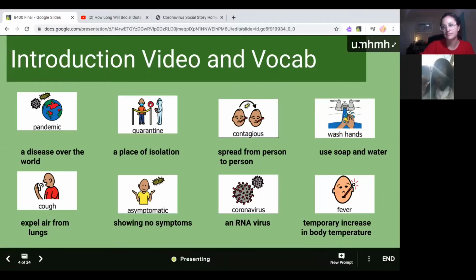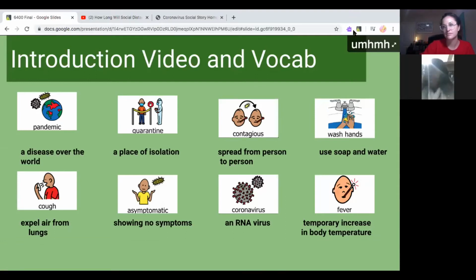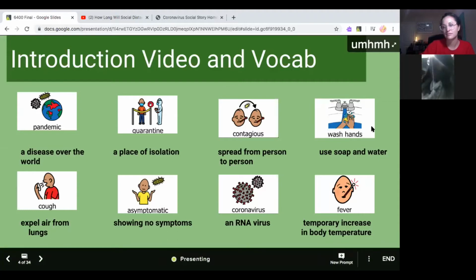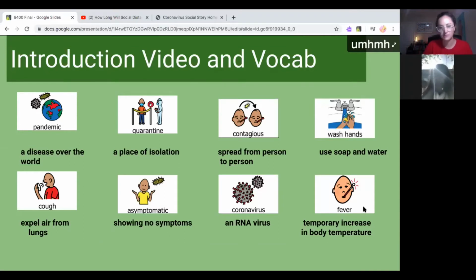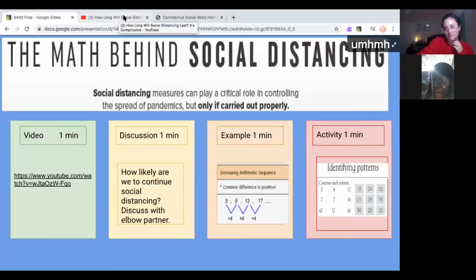A pandemic is a disease over the world. Quarantine is a place of isolation. Contagious is a spread from person to person. Wash hands means to use soap and water for 20 seconds. Cough is to expel air from lungs. Asymptomatic.